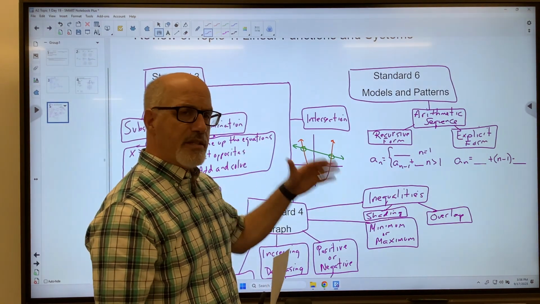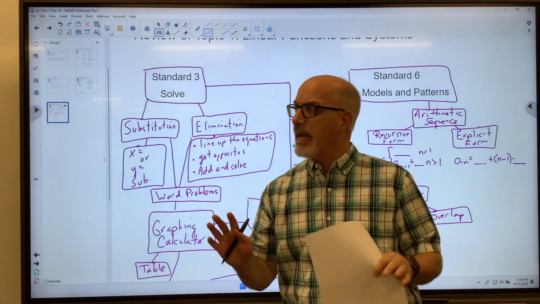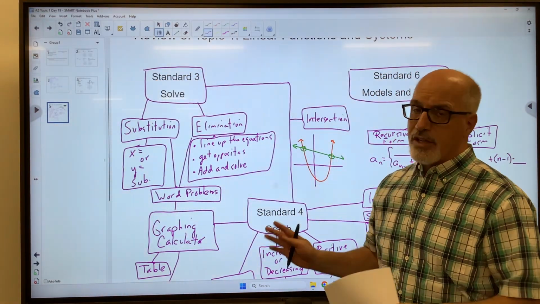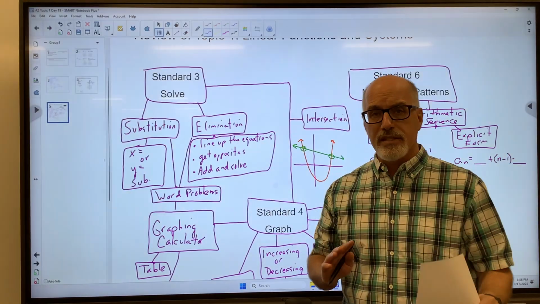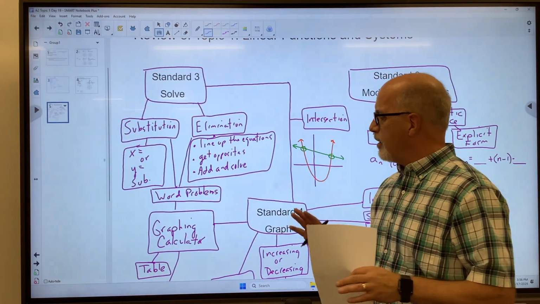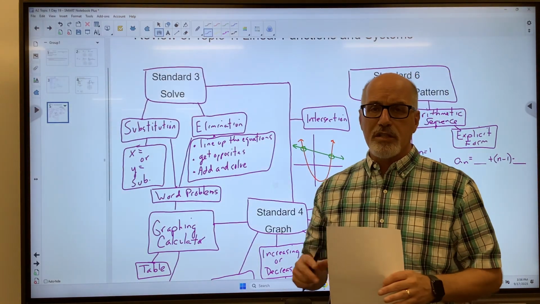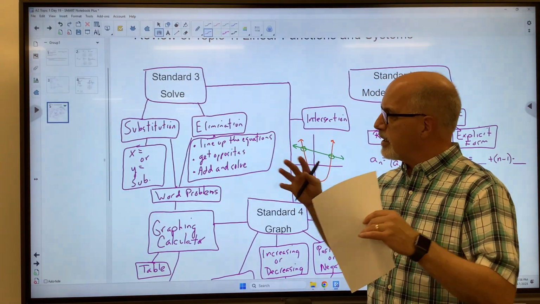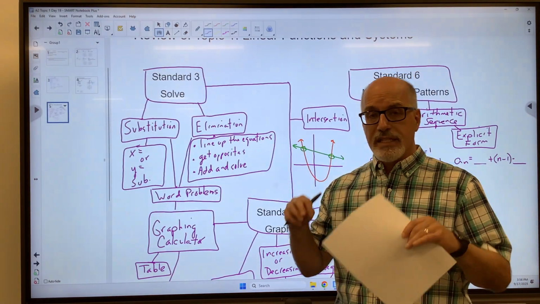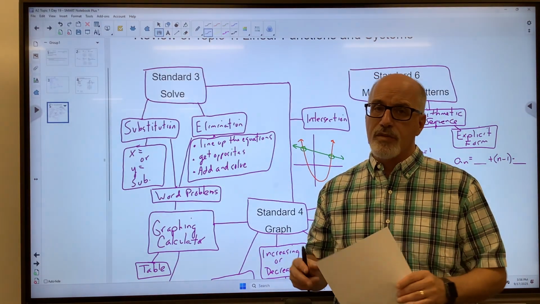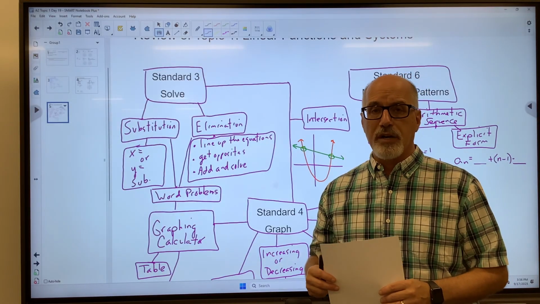So this is a summary of the major ideas that we have from what we did with linear functions and systems. We did solving, we did graphing, and we did models and patterns. So you want to look these ideas over, look at the details in your notes, review over some of the videos to help you prepare for the test.